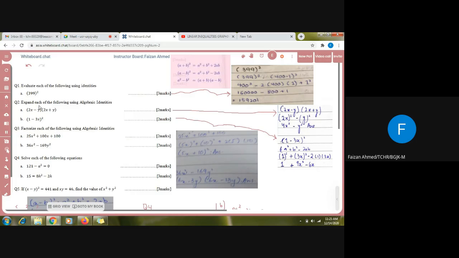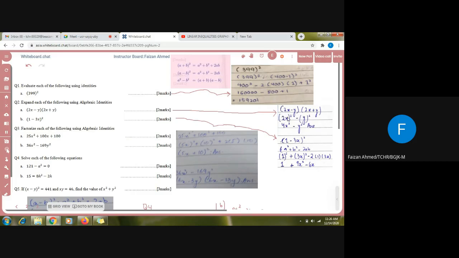The second question is, I have to expand each of the following using algebraic identities. Since I told you that this is the factorized form and this is the expanded form, so we have 2x minus y, 2x plus y. So I know that this is basically the factorized form with the bracket. This is given to me, and I have the first bracket with the positive sign and the second bracket with the negative sign. So what will I do? I will just use the third identity to expand it.